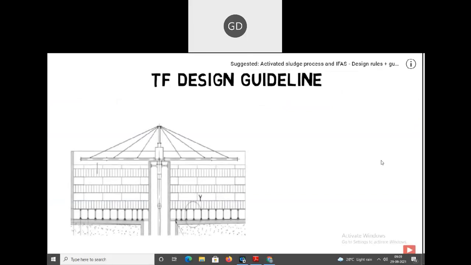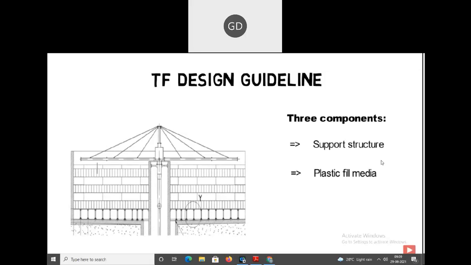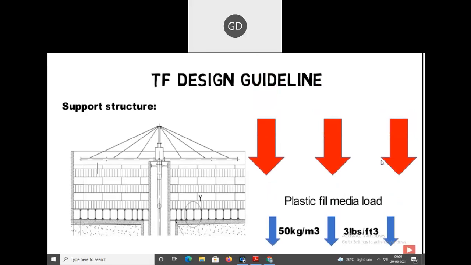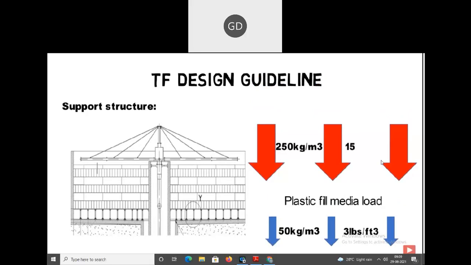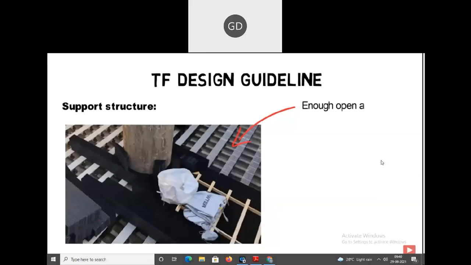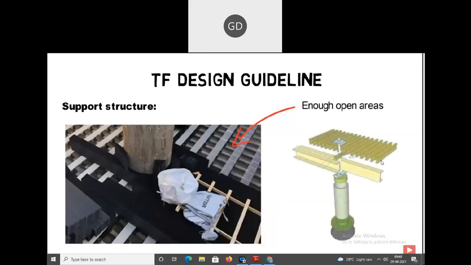For the design of trickling filters, three components are very important: the support structure, plastic fill media layers, and the rotary distributor. The support structure has to withstand high vertical loadings of up to 50 kilograms per cubic meter, 3 pounds per cubic foot of plastic fill media, plus up to 250 kilograms per cubic meter, 15 pounds per cubic foot for attached sludge and water inside the fill media packs. At the same time, the supporting structure must leave enough space for sludge collection and removal and to avoid blockage of plastic fill media channels. Therefore, the support structure typically consists of PVC stanchions, FRP grating and slope corrector plates to adjust for bottom slopes.